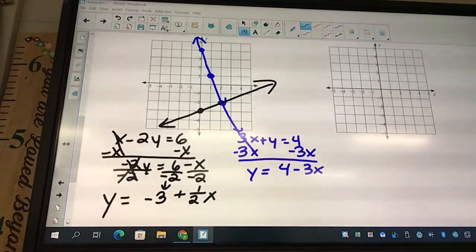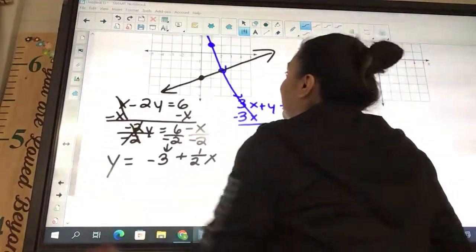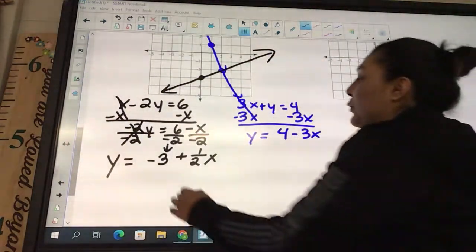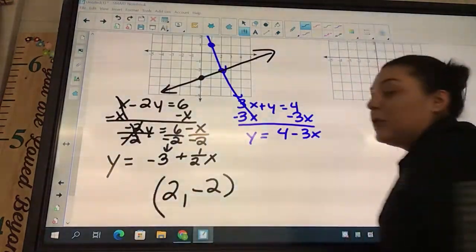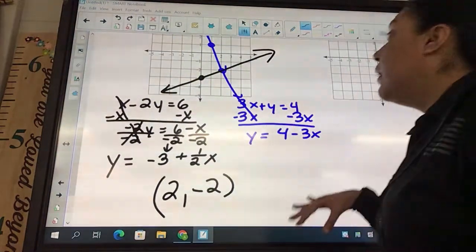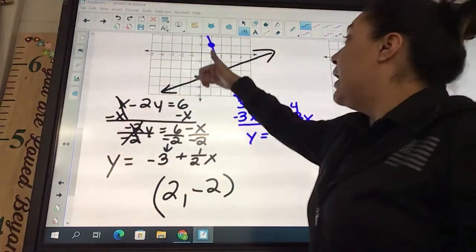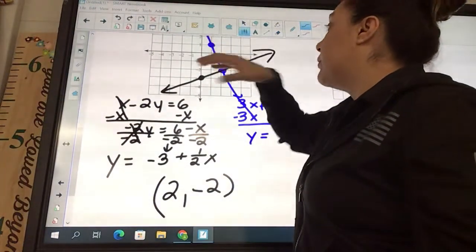Okay, so what is the intersection point? 2 what? 2 -2. Okay, for those of you guys in the other class or at home, I make mistakes all the time. Okay, so I plotted it at +3, and it should have started, the black line should have started at -3. Okay?